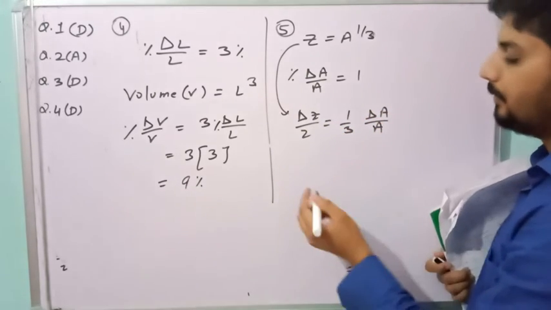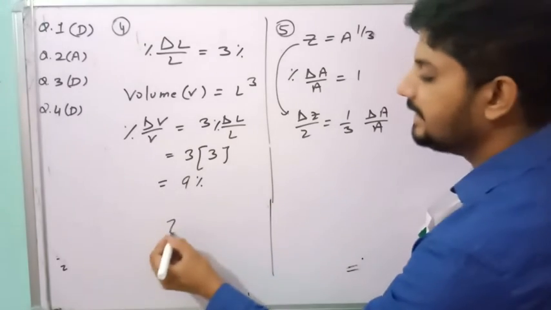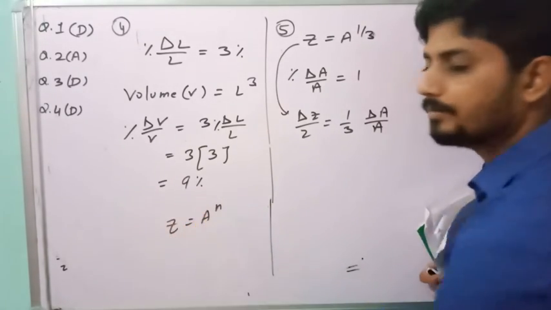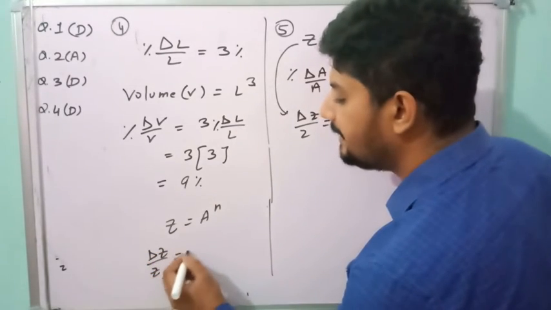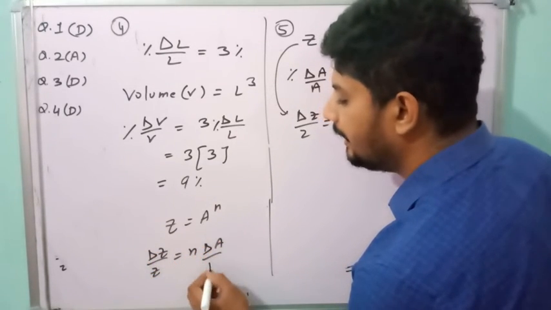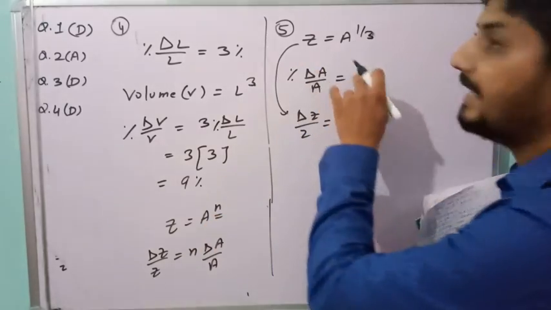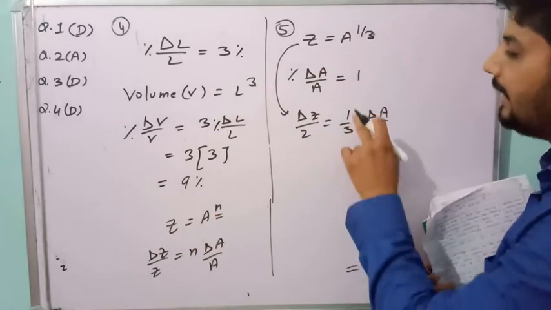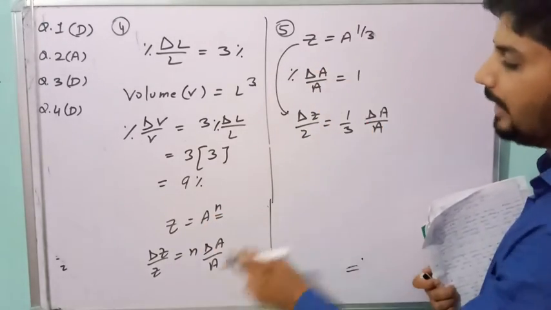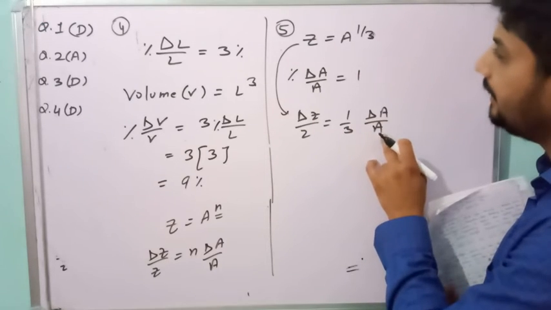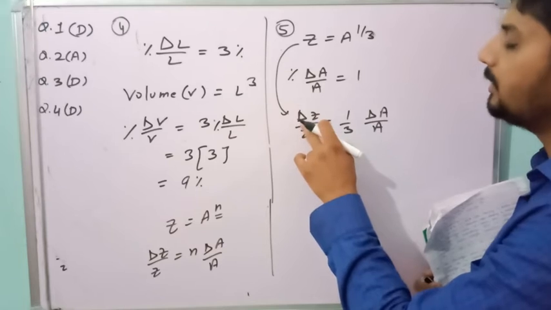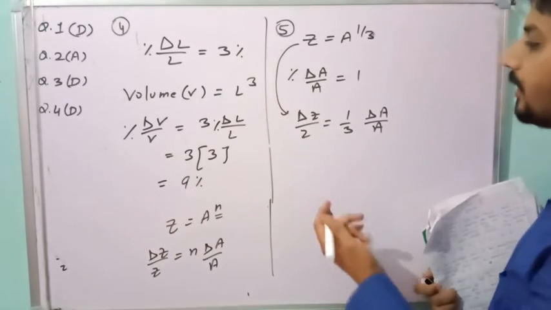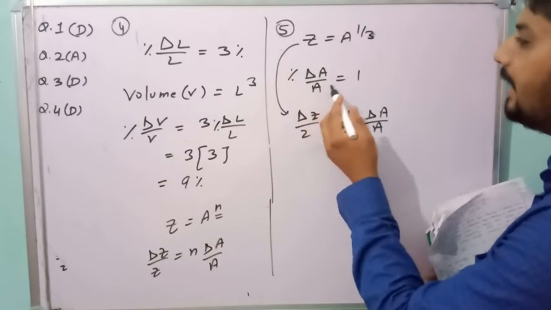You already know the formula Z is equal to A raised to the power n. If I want to find the relative error in Z, then it is equal to n times the relative error in A. Here the value of n is simply 1 by 3. So n will be 1 by 3 into the relative error in area, which is going to give you the relative error in Z.